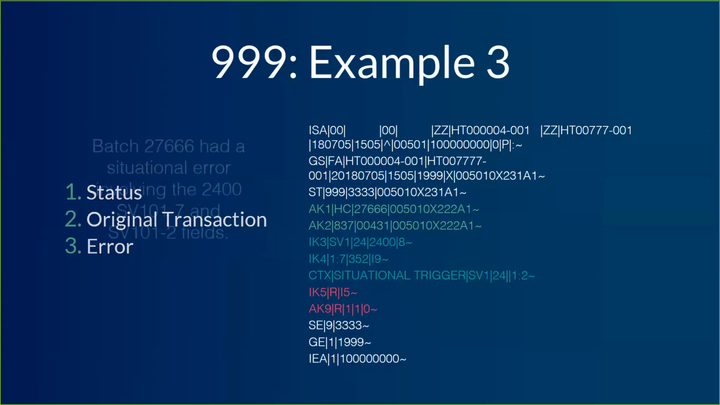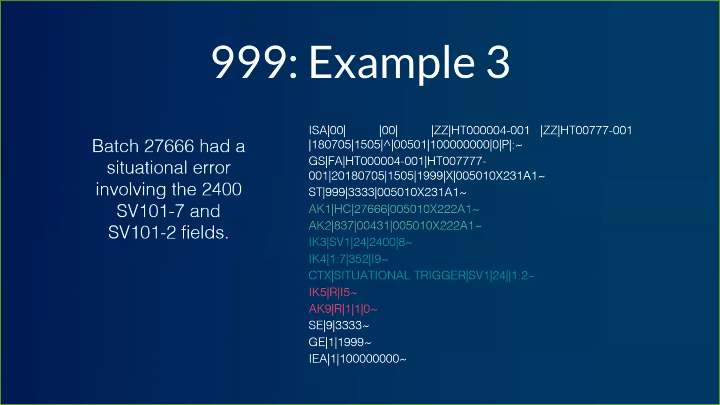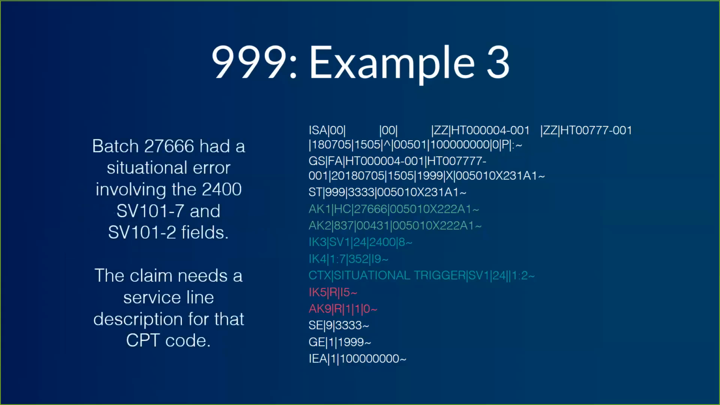So here's our summary here. Batch 27666 had a situational error involving the 2400 SV1017 and SV1012 fields. Now, if we were to look that up and look at what is required for each of those, we would find that the SV101 subposition 2 was for the CPT code, and this particular CPT code needed a service line description in the SV101 subposition 7, and it did not have it. Thus, we didn't have an IK404 to look at, and thus the error.